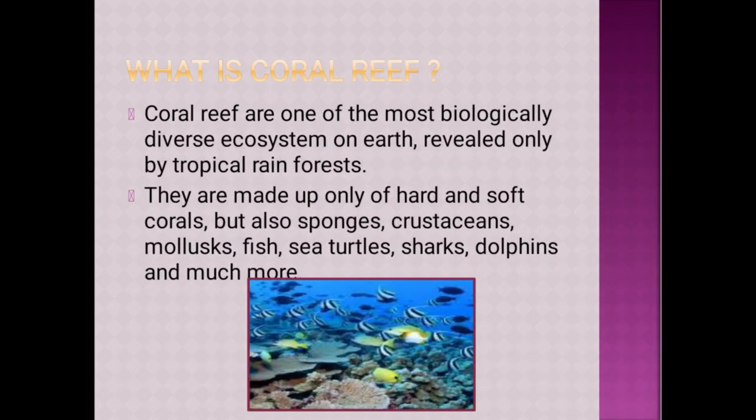What is a coral reef? It is one of the most biologically diverse ecosystems on earth, second only to tropical rainforests. It is usually made up of hard and soft corals, but also sponges, crustaceans, mollusks, fish, sea turtles, sharks, dolphins and much more. This is a picture of animals found in underwater areas.